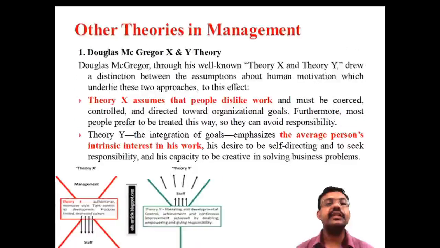What are the other important theories in management? The first important theory we will discuss is the McGregor X and Y theory. This theory was put forward by Douglas McGregor, so it is known as the McGregor X and Y theory. McGregor suggests two important factors in the employee's mind. The two types of employees in an organization: the X factor and the Y factor, theory X and theory Y. So we argue that there are two important theories here: the X theory and the Y theory.